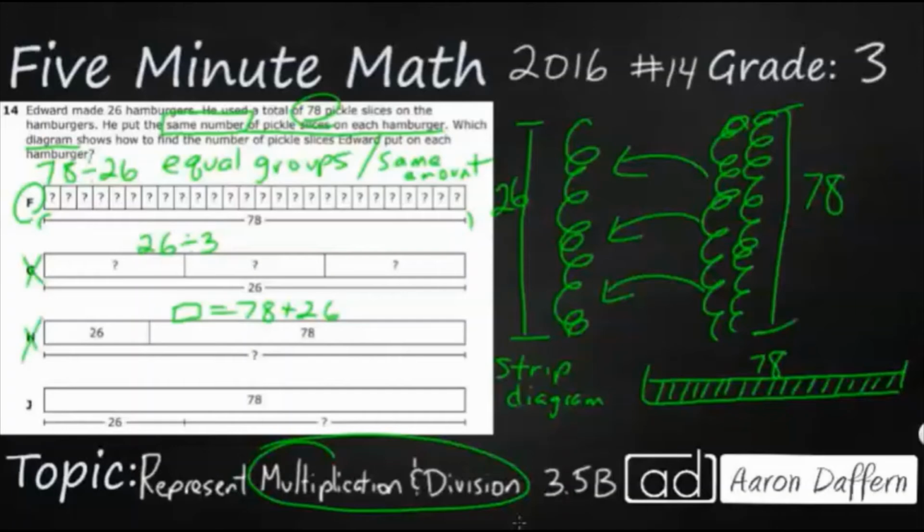And then 78 equals 26 plus this mystery number. That's also an addition or subtraction problem, not what we're looking for. We're dividing the pickles onto the hamburgers. So our answer is going to be F.